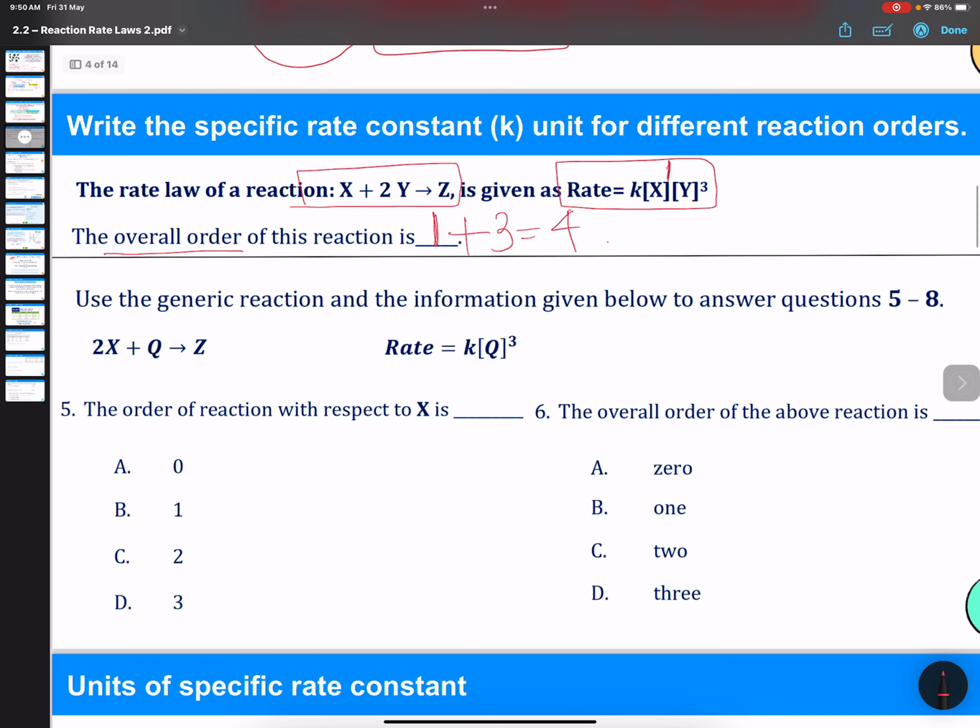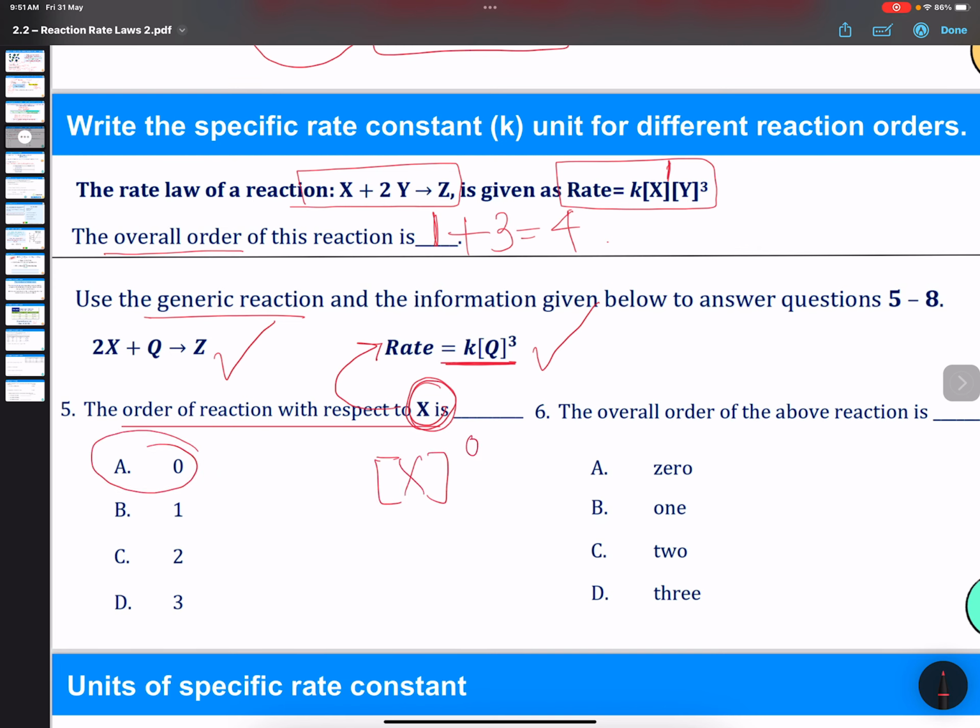Next question. They have given a generic reaction and they have given you a rate law. Read the questions well to get the information out of it. The order of the reaction with respect to X. Now for that, you have to go back to the rate law and see, is there X here? The X is missing. It means the rate doesn't depend upon X. So X was 0, so that is why it is being omitted.